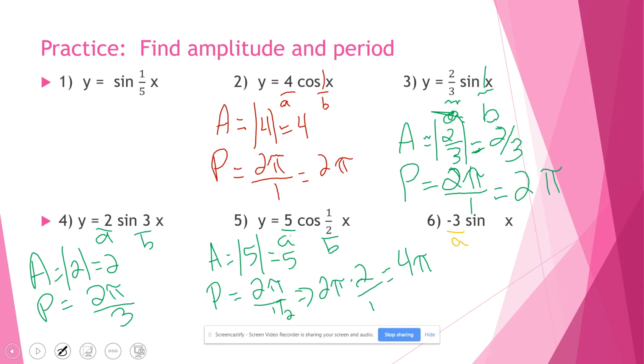This last one, we have our A, and our B is 1. So for our amplitude, we have the absolute value of -3, which is 3. And our period is 2 pi over 1, which is 2 pi.